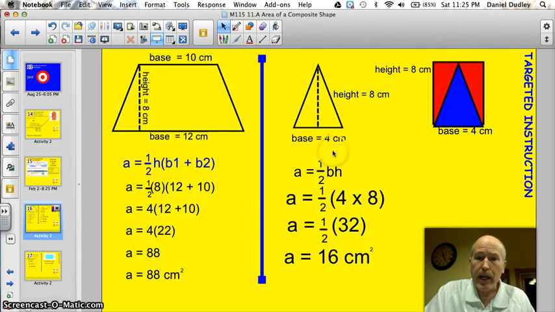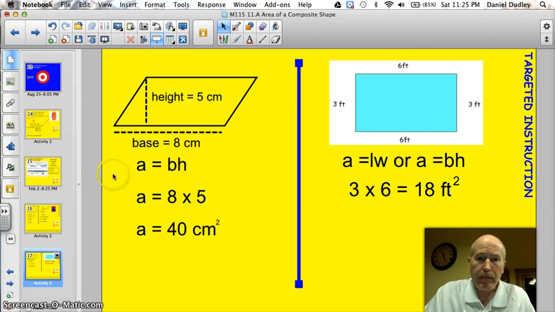The area of a triangle is 1/2 the base times the height. The base here is 4, the height is 8. So we have 1/2 times 4 times 8. Base times height. And I'll pause and let you look at that. Okay. Next, area of a parallelogram.